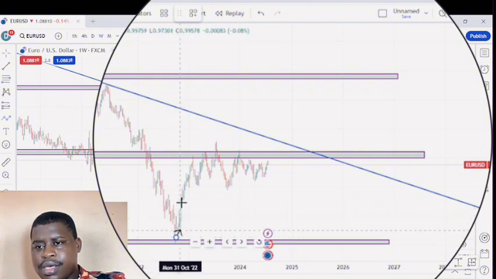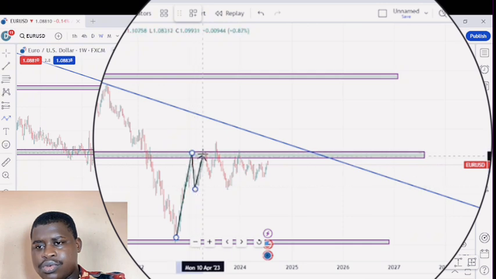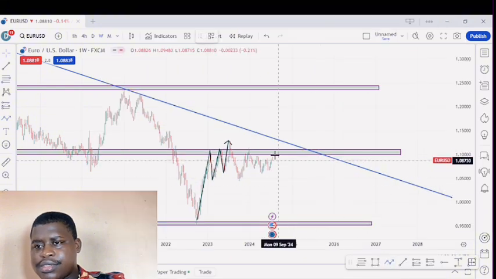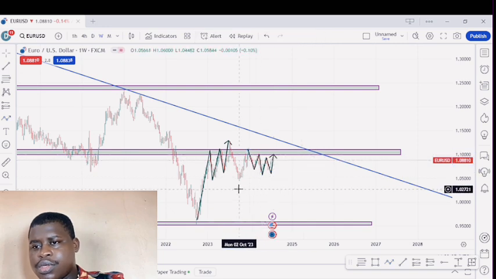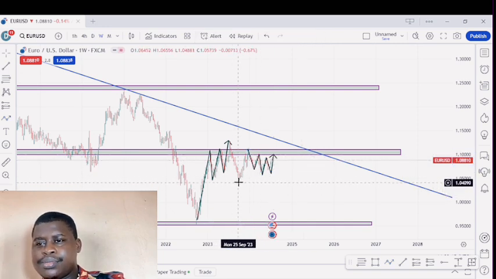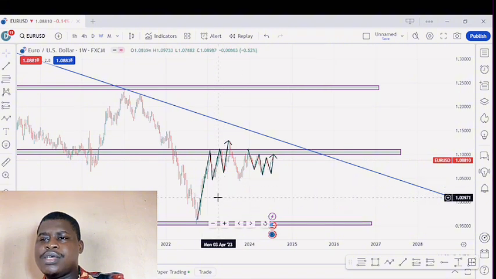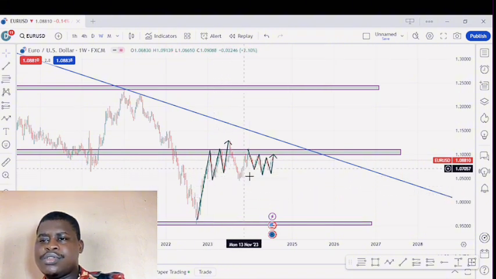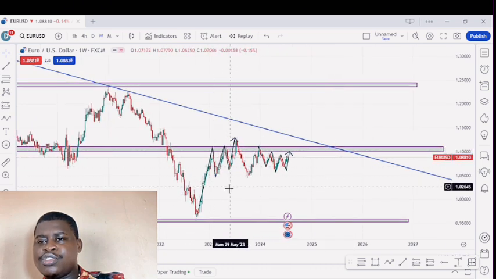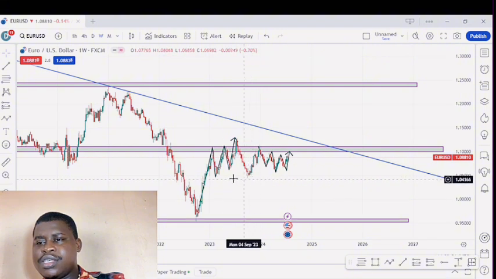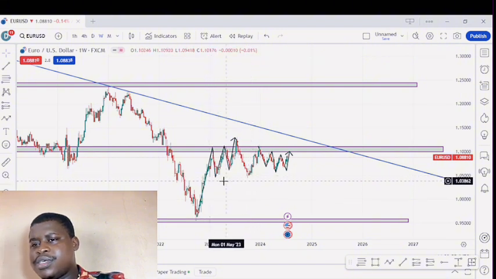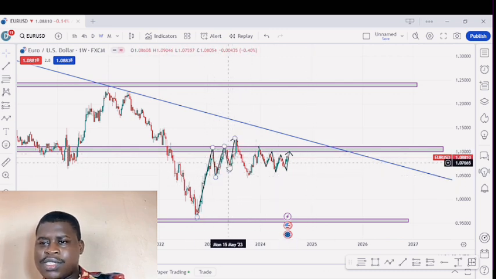I'm seeing here, 1, 2. Okay, this looks like a head and shoulders. Because this is a head on the weekly time frame, this looks like a head and shoulders. This is the neck. Should I say the neck? This right here is really equal to this neck. I won't call it a head and shoulders.